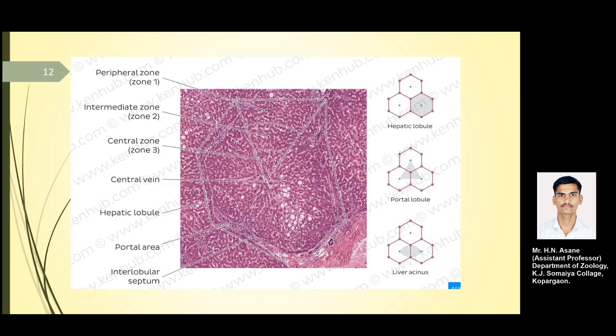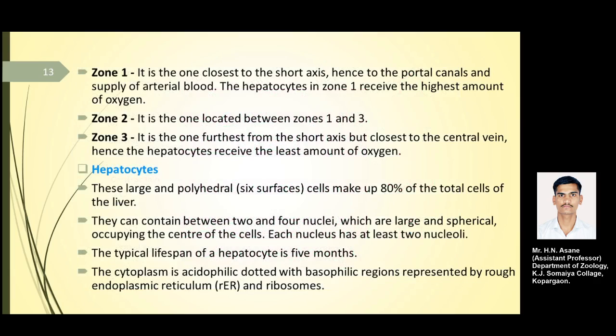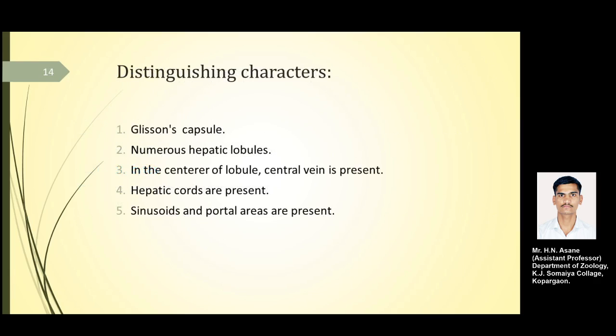Okay, going on, the ducts emerge from the left and right side of the liver. They come out from the liver at the hilum to form a common duct. Blood supply is provided to the liver, which receives arterial blood from the hepatic artery and venous blood from the hepatic portal vein.